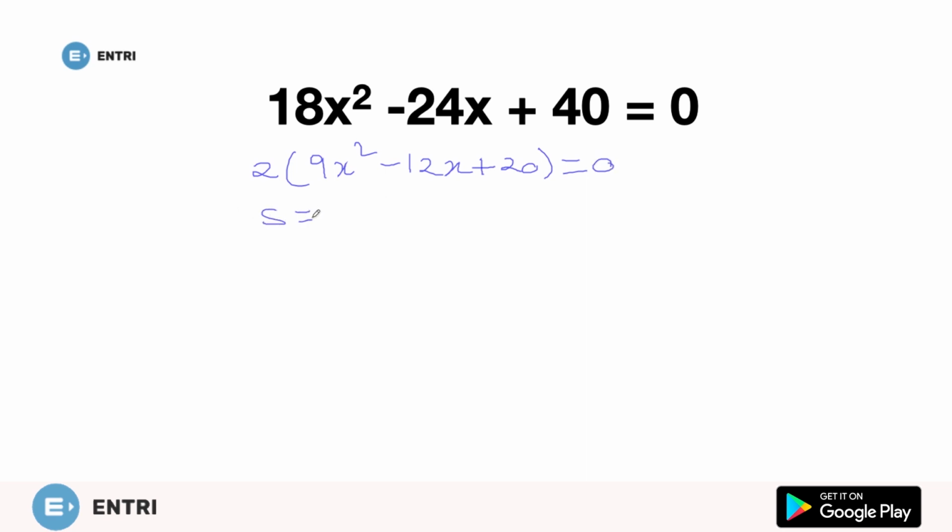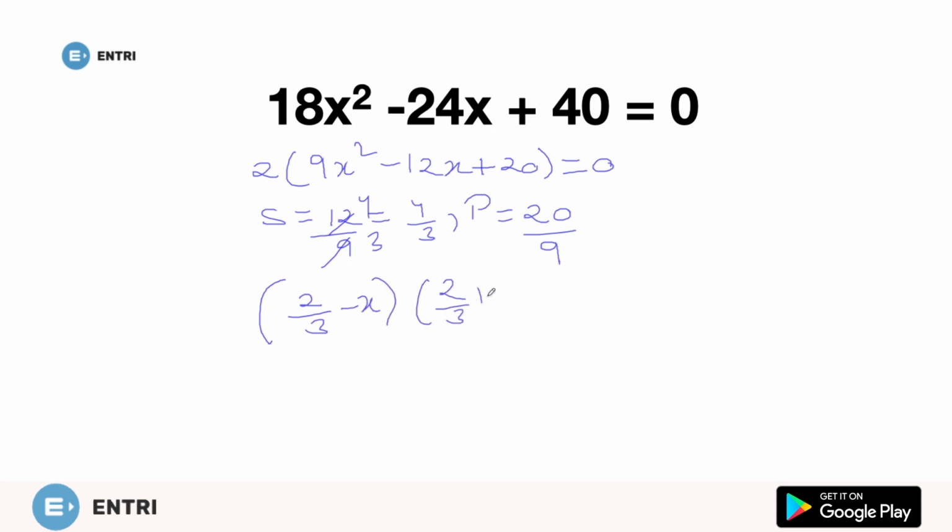That means the sum is 12 by 9. That means 3 4 12. That means sum is 4 by 3. The product is 20 by 9. Now while solving the roots, what I'll do, I'll take the half of the sum, that is, it is going to be 2 by 3 minus x into 2 by 3 plus x equals 20 by 9. Now, while solving it, I'll get 4 by 9 minus x square equals 20 by 9. That means x square is what? That means x square is minus 16 by 9.